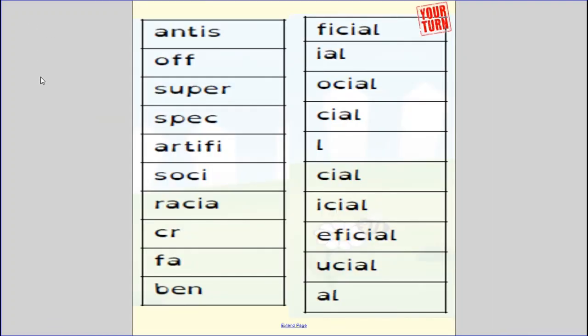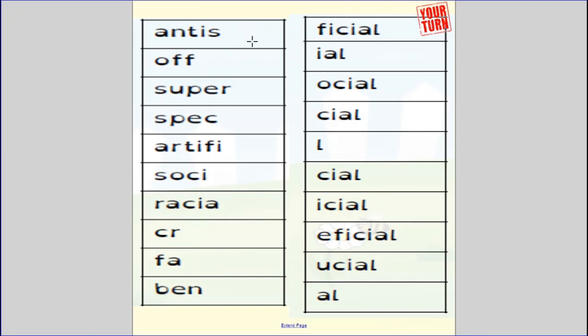Okay, you've got practice to do now, so it's your turn. I've got the beginning of some of the spelling words for this week on the left-hand side of the slide, and then the endings of the word with the cial spellings on the right. Can you match the beginning of the word to the end of the word? Okay, welcome back. Let's go through the answers.